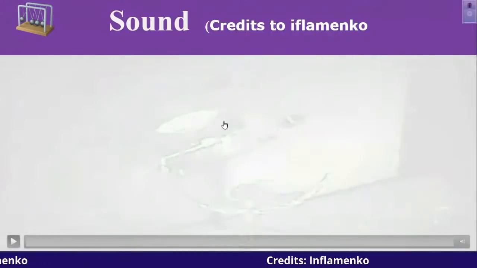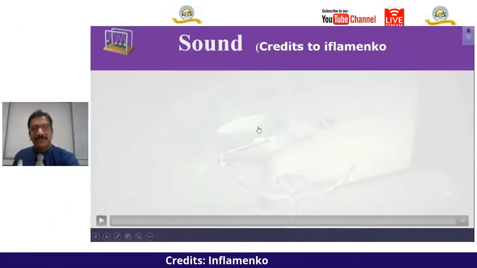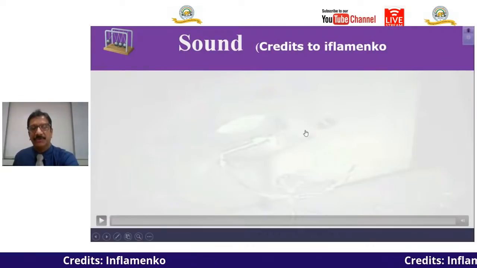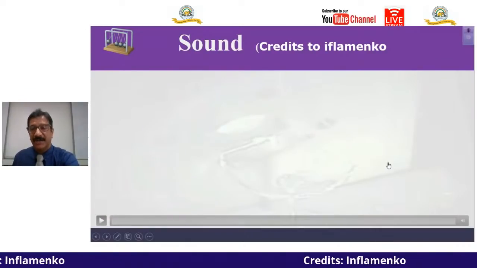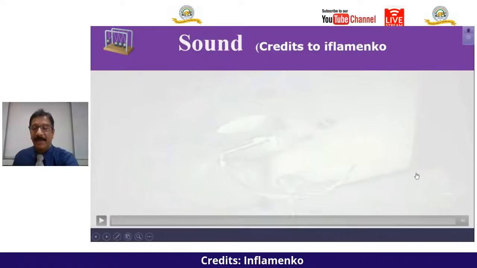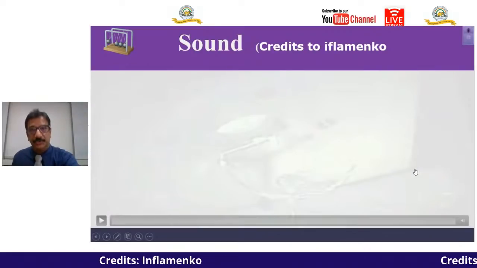So in this case, for quite a long time, the frequency of the sound matched the natural frequency of the glass, and therefore the glass shattered when it started vibrating with maximum amplitude. That's resonance.